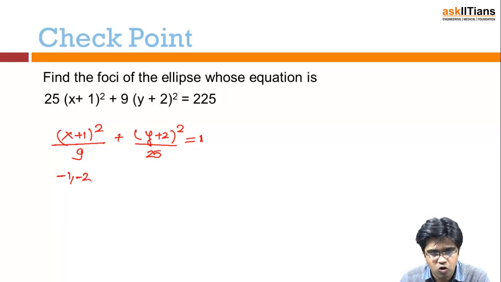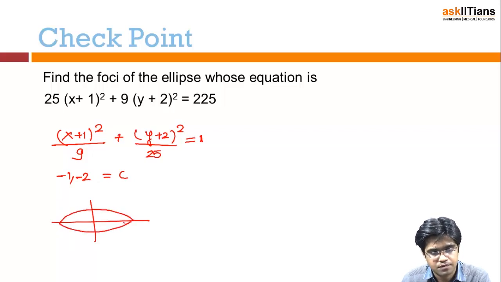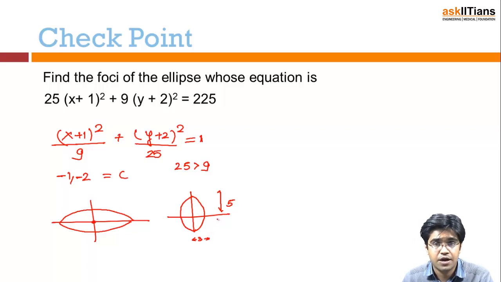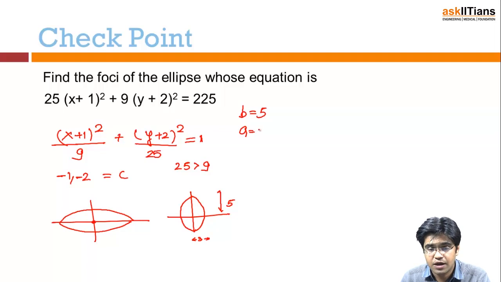So this is the standard equation of the ellipse now. I can clearly see that (minus 1, minus 2) is my center. So if I draw the ellipse, I know the coordinates of the center. There is one thing that we need to note: 25 is greater than 9. That means this b is the major axis and this a is the minor axis. That means this ellipse is actually not like this, it's like this, because b is actually 5 and a is actually 3. So that means this ellipse is rotated by 90 degrees.